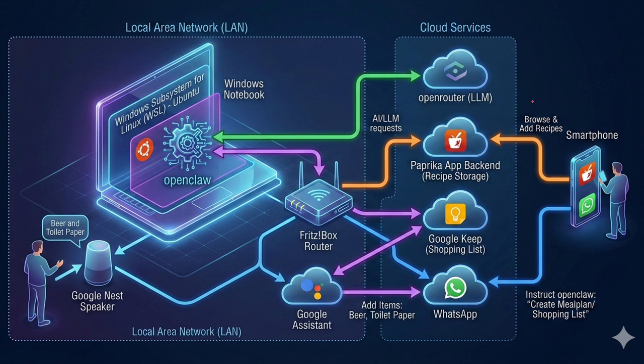elements in here. For example, there is an orange arrow coming out of the Fritzbox from like nowhere, talking with a Paprika app. That is definitely not according to the process description. Then this label here should actually go up here. It's a little bit misleading, I would say. Then Google Assistant should also not add items to WhatsApp. That also doesn't make sense. So it's, I would say, an 80% version of what I had requested.